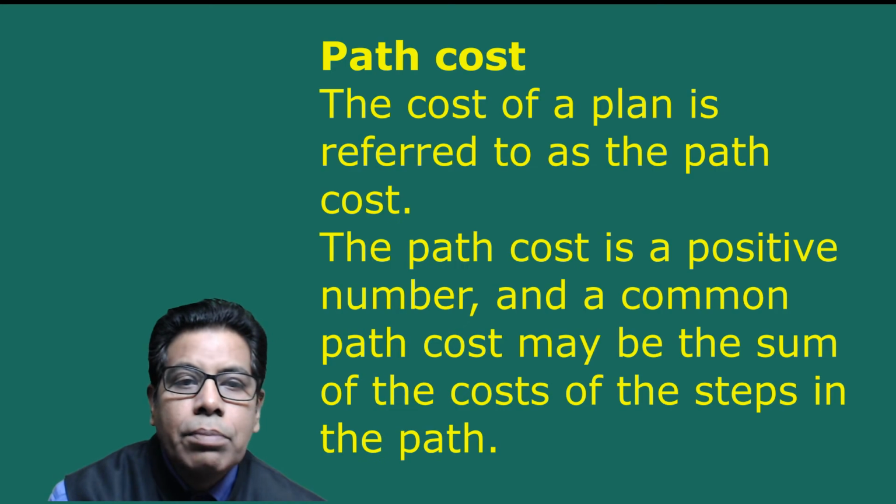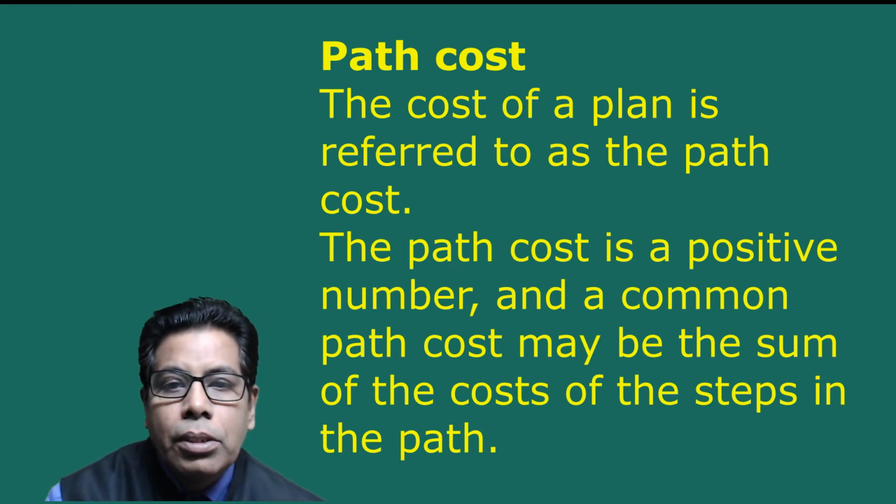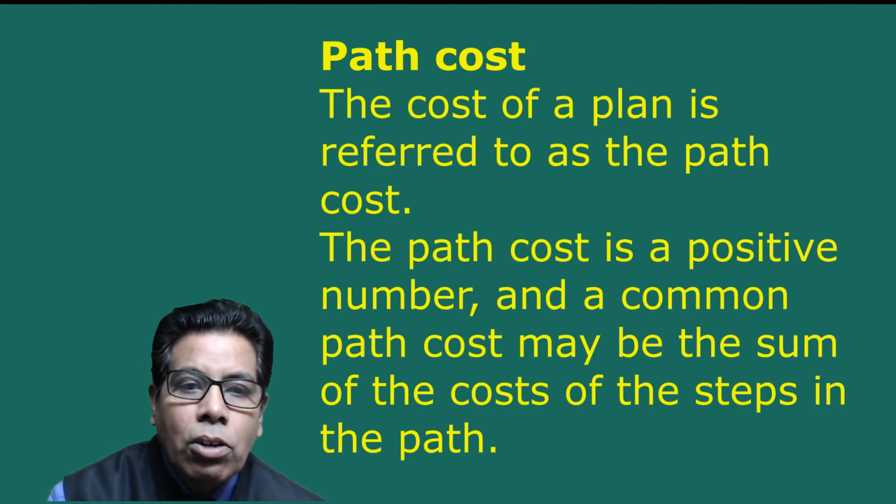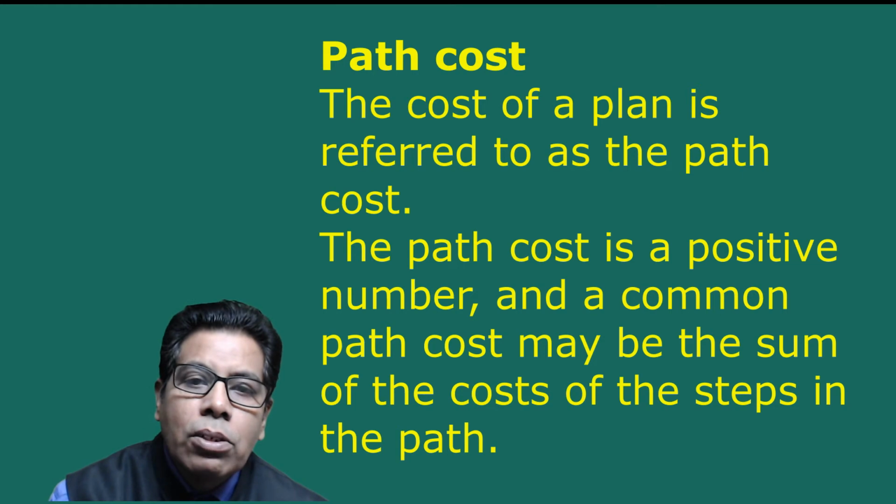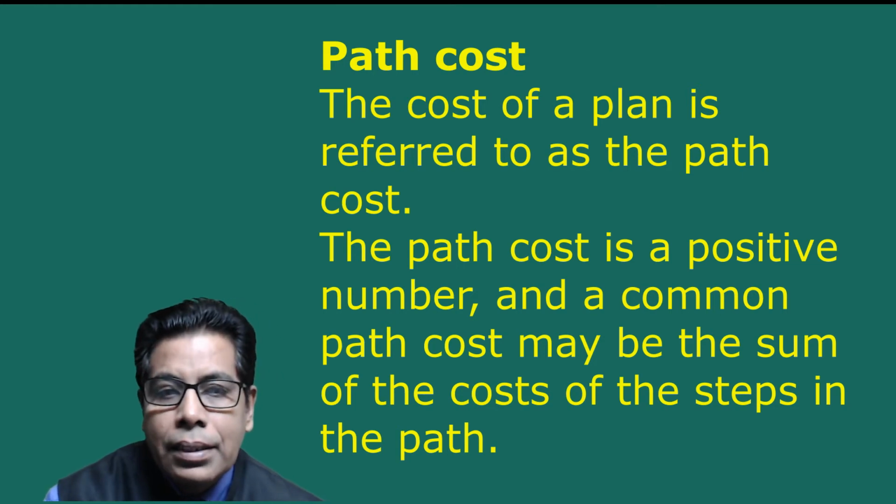The next term is path cost. The cost of a plan is referred to as the path cost. So the path cost is a positive number, and a common path cost may be the sum of the cost of the steps in the path. So as per the number of steps, the path cost will increase if the number of steps are more.